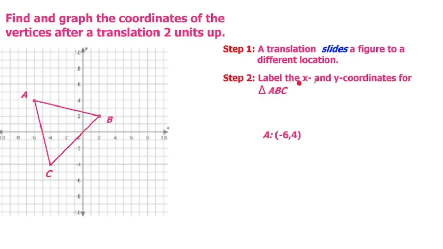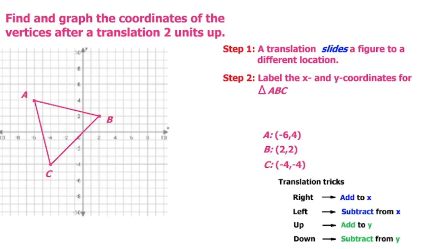So let's label the x and y coordinates for triangle ABC. We could see A here has coordinates of -6, 4, okay? The x is -6, the y is 4. Now for B, it's x is 2, y is 2. And then C, it's -4, -4.